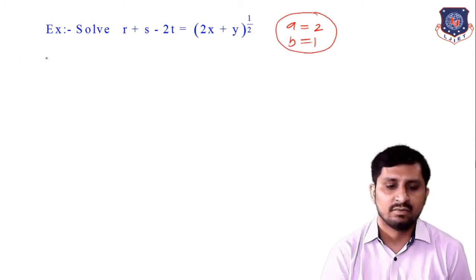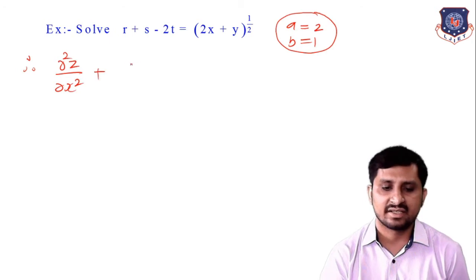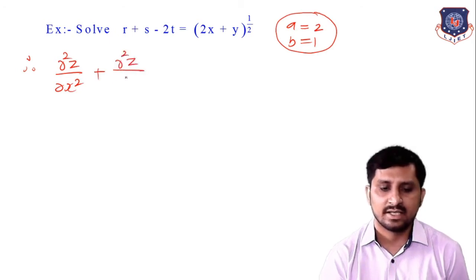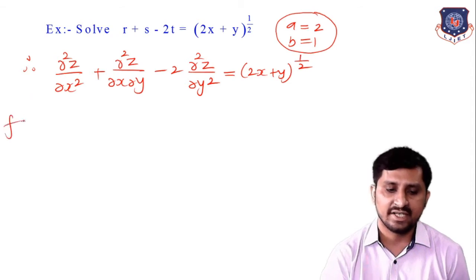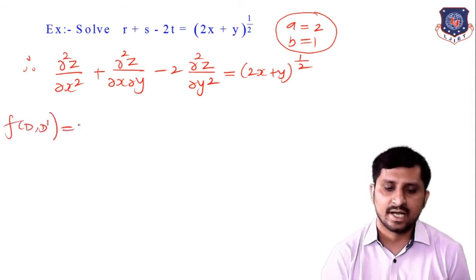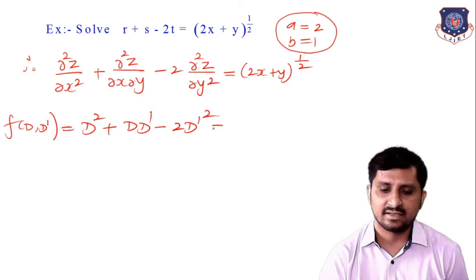So we know that r is del square z by del x square. Okay. r is nothing but del square z by del x square. s is nothing but del square z by del x del y. And t is nothing but del square z by del y square. Okay, and that is equal to (2x plus y) raised to 1 by 2. So don't be confused. Now f of D, D dash, I can write D square plus D D dash minus 2 D dash square, that is equal to 0.